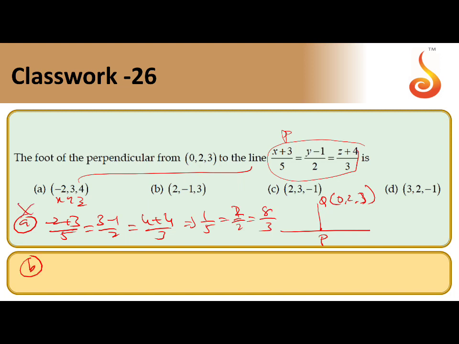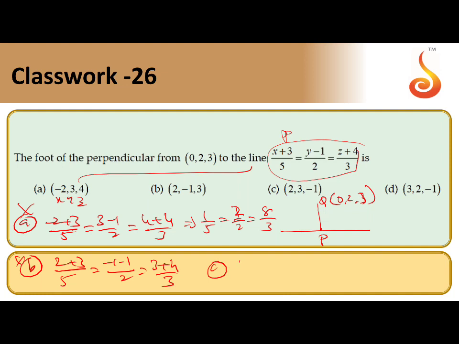Go to option B. Substitute this one. 2 plus 3 by 5 equal to minus 1 minus 1 by 2. Next 3 plus 4 by 3. This is also not matching. 5 by 5 is 1, here 7 by 3. Not matching.